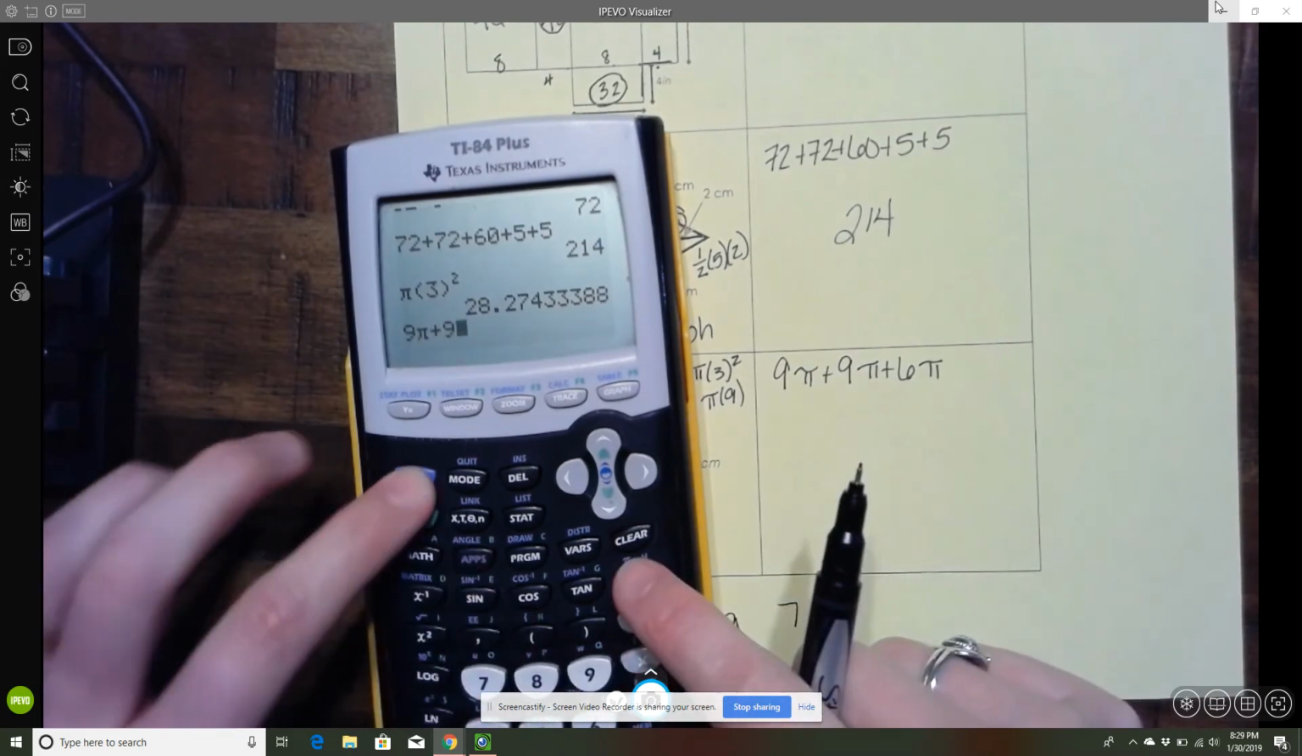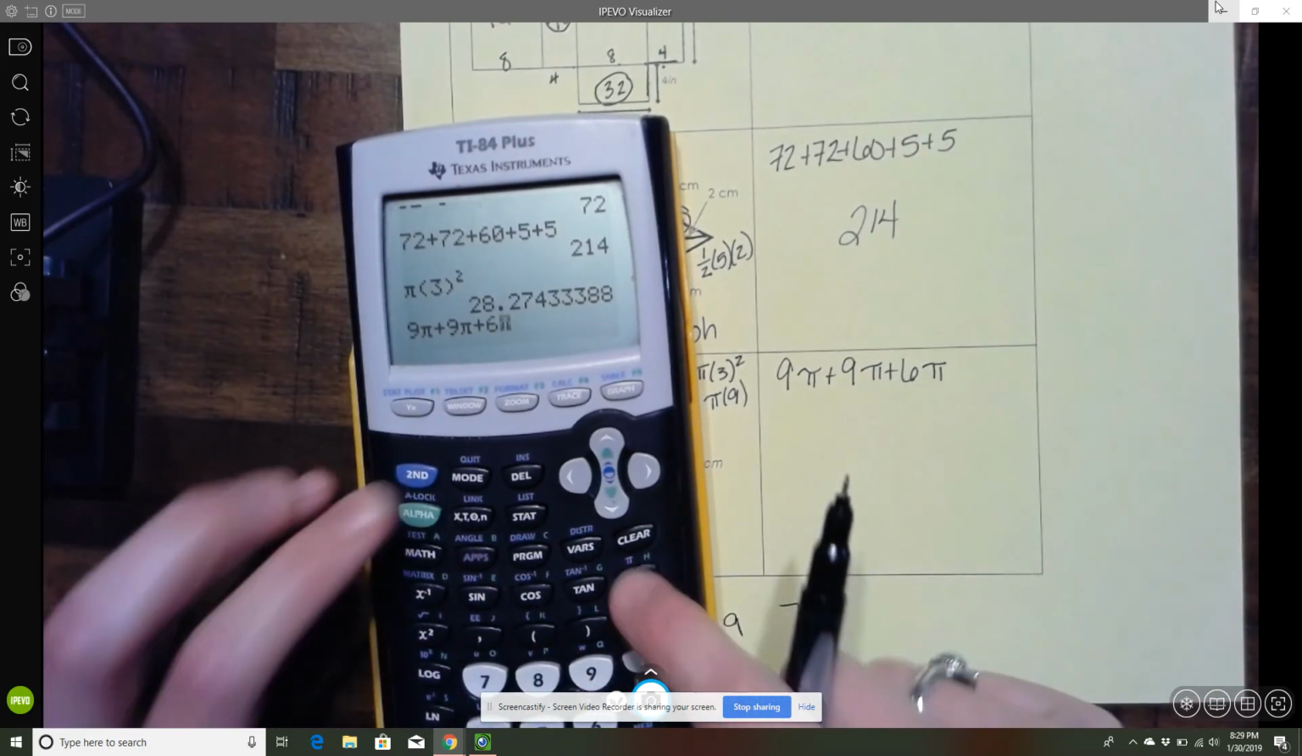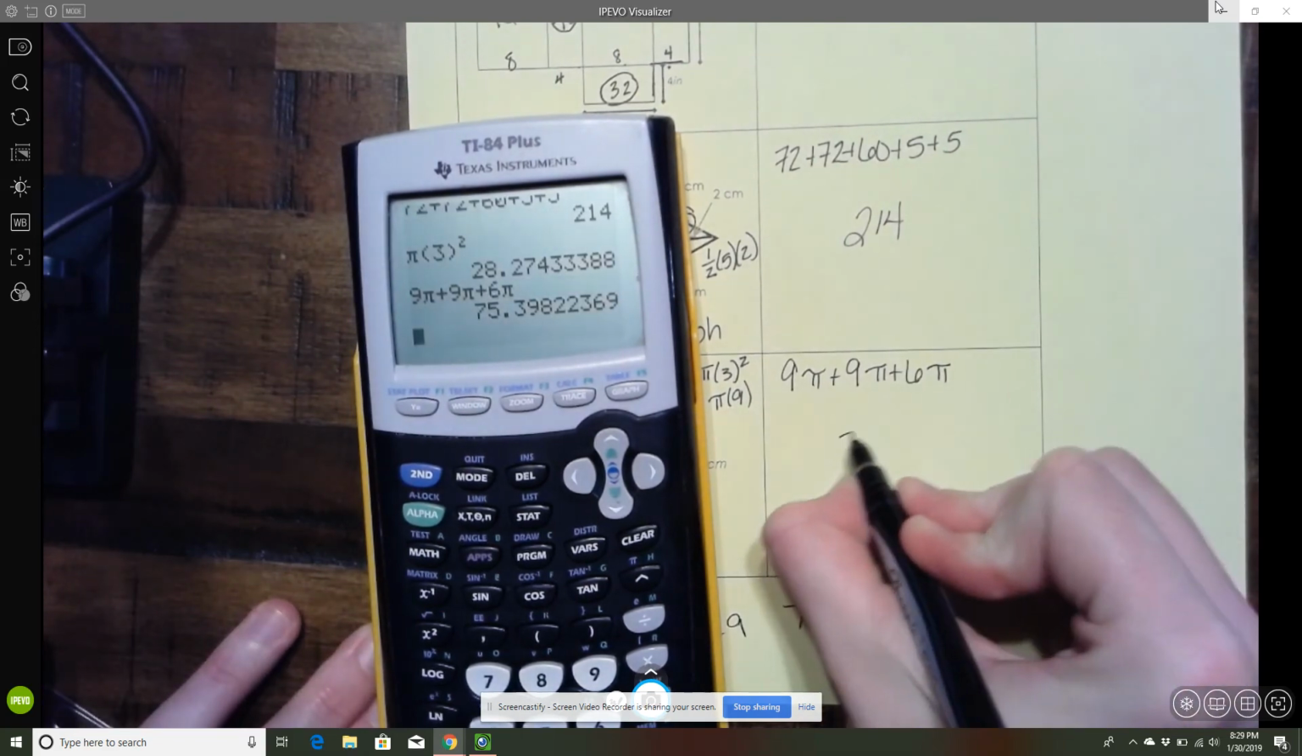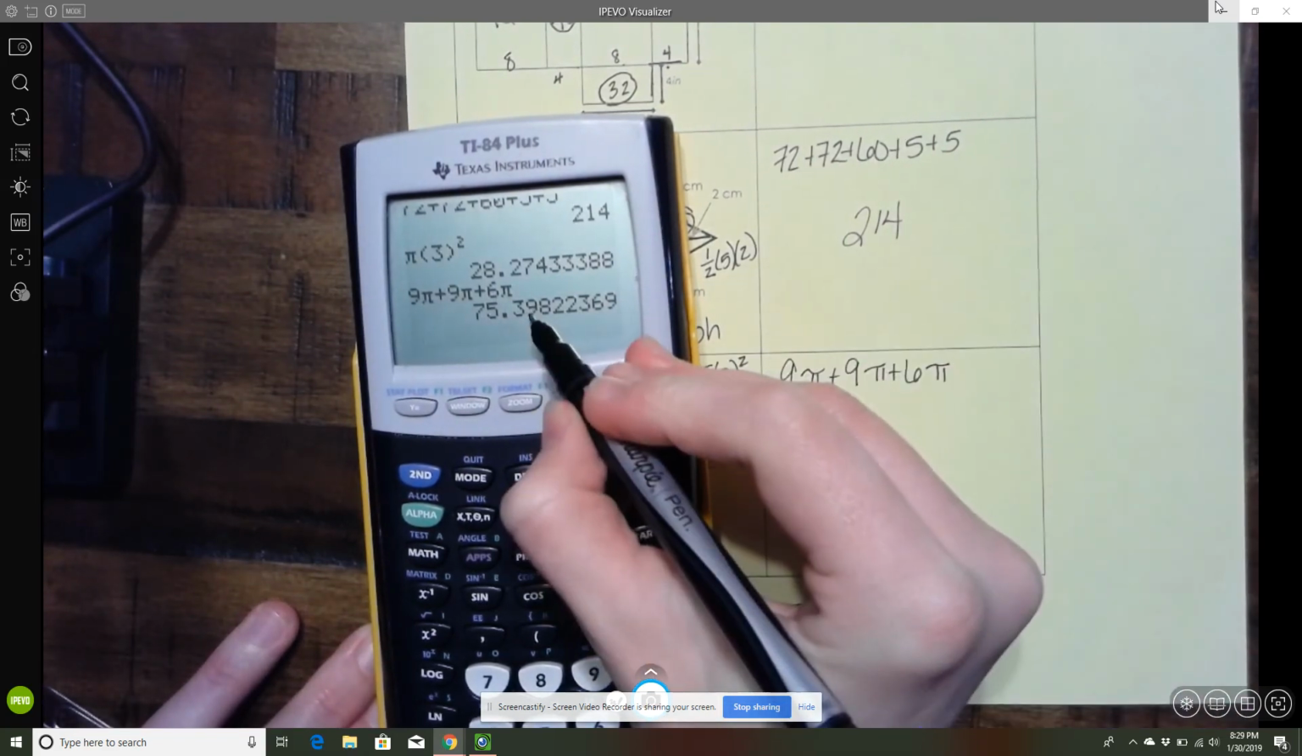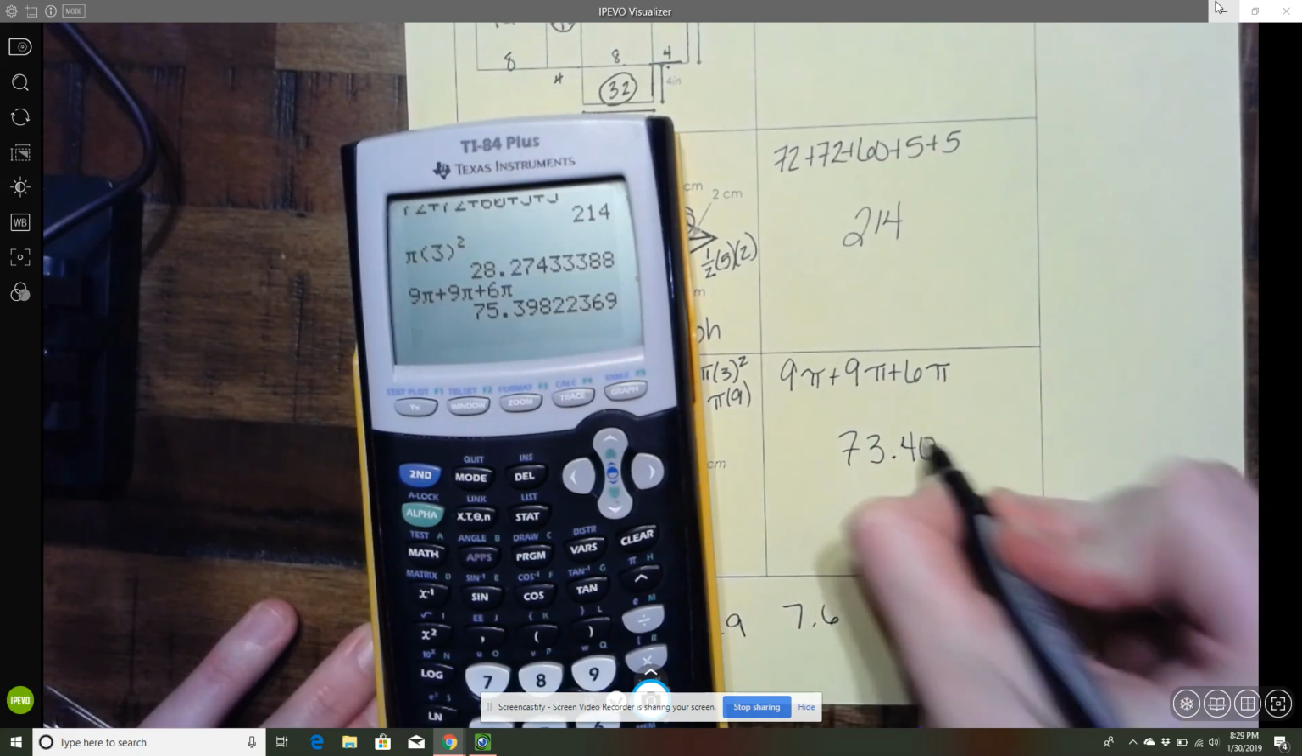9 pi plus 9 pi plus 6 pi would give me 24 pi. And if we round to the hundredths, all this is going to round up. So I would get 73.40.